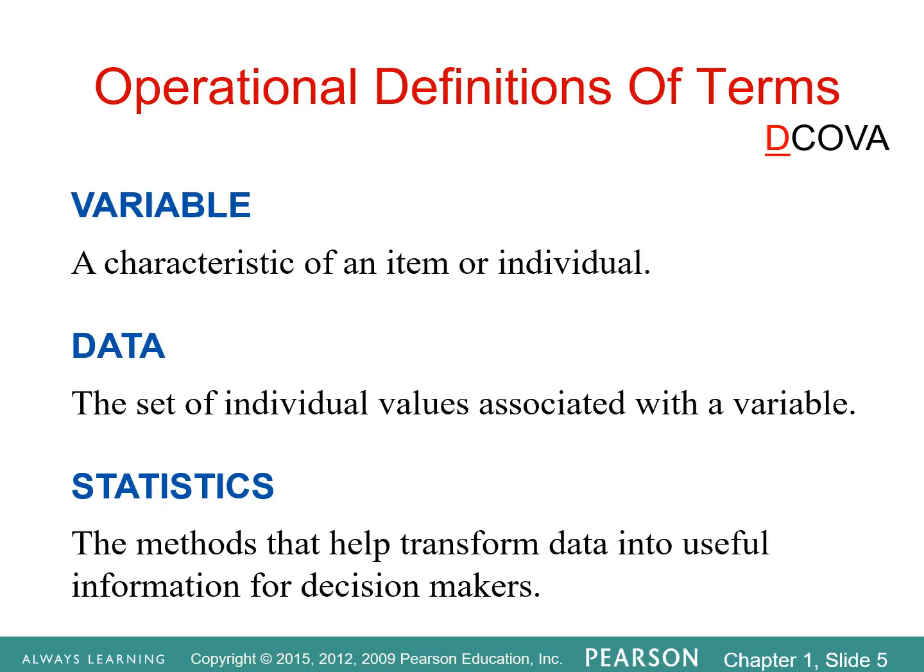All right, operational definitions of terms. Okay, so first things first, a variable. A characteristic of an item or individual. For example, we are collecting data on how much milk a household buys in a month. Each individual household would be one variable. And the second variable, or the Y, which is dependent on the household, would be how much milk is purchased in a month. That's a simple definition.